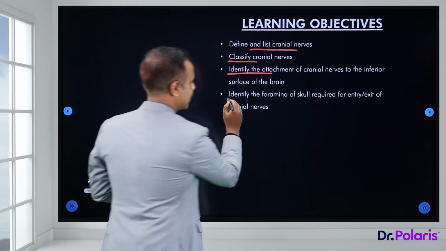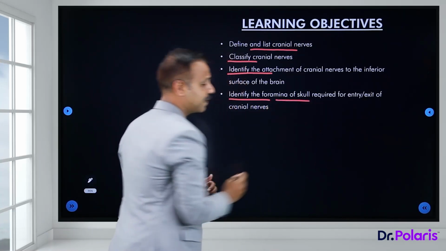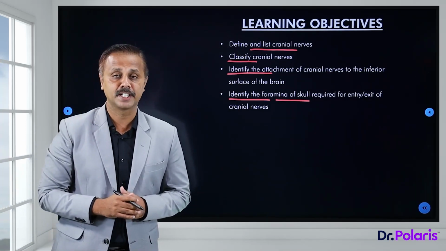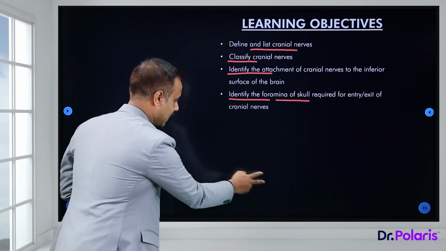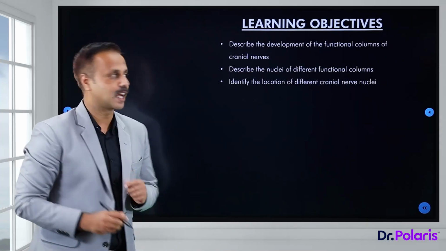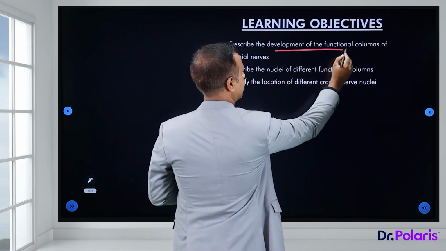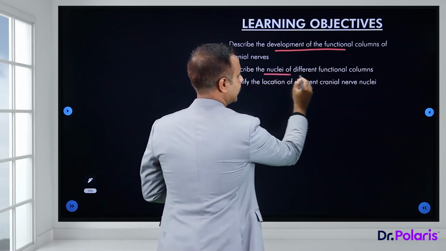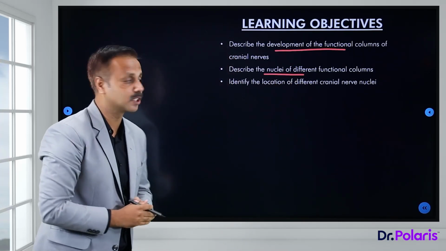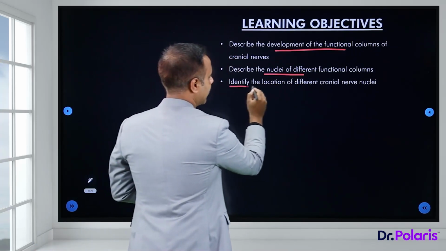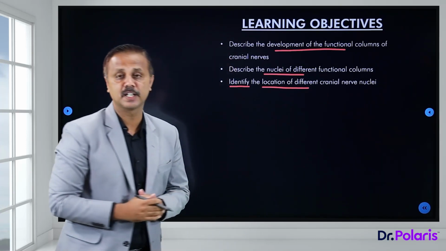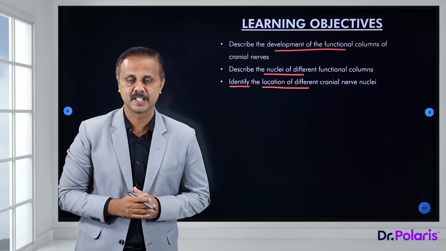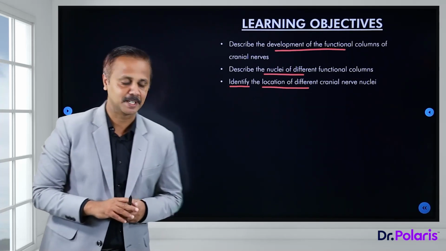Then, we will discuss identification of different foramina of the skull through which these cranial nerves either enter or exit. Then, you need to describe the development of the functional columns of cranial nerves. Then, describe the nuclei that are associated with each of these functional columns, and then identify the location of these cranial nerve nuclei and functional columns within different parts of brainstem. With these learning objectives, let's begin.